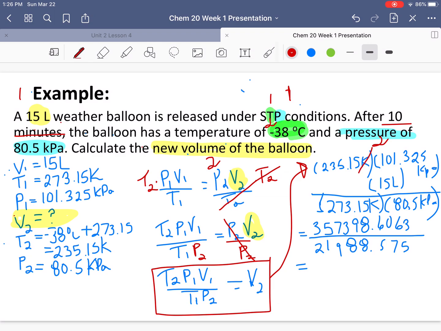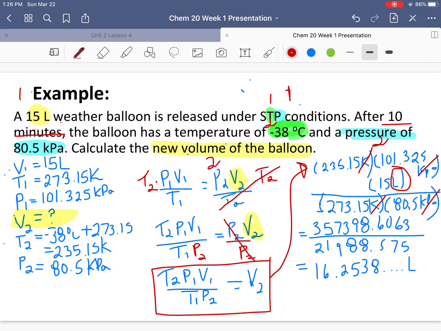I've got kelvins on the top, kelvins on the bottom, kilopascals on the top, kilopascals on the bottom. I'm going to end up with liters, which, good. That's what I'm looking for, my final volume. We end up with 16.25338, it keeps on going, liters. Go back to the beginning.